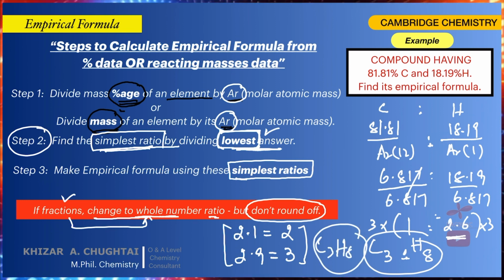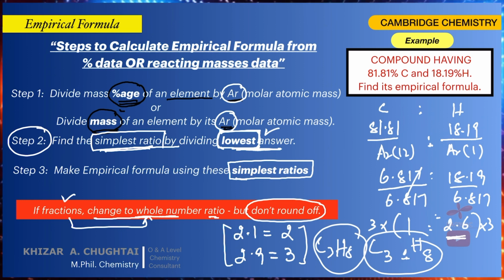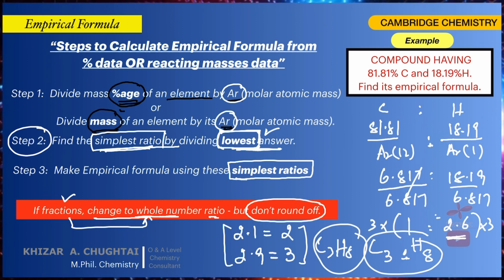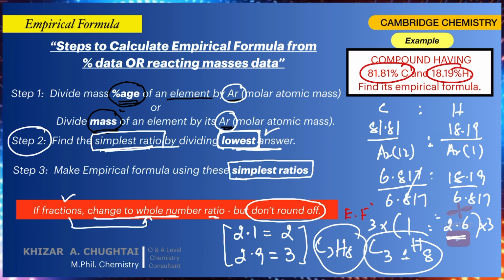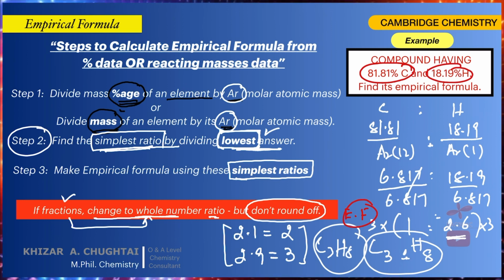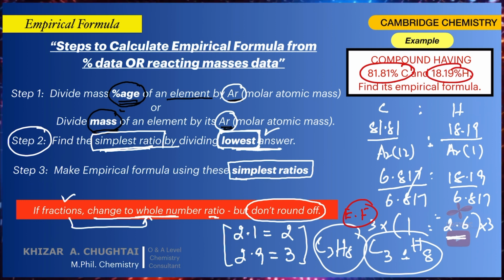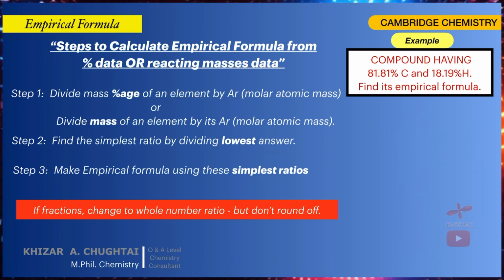So from the percentage composition, we can directly find the empirical formula. We are not sure about the molecular formula; it may be the same as well. But the first answer that comes from the percentage composition or from the reacting masses will be the empirical formula. That will not necessarily be a molecular formula. It is always true that it will be an empirical formula.